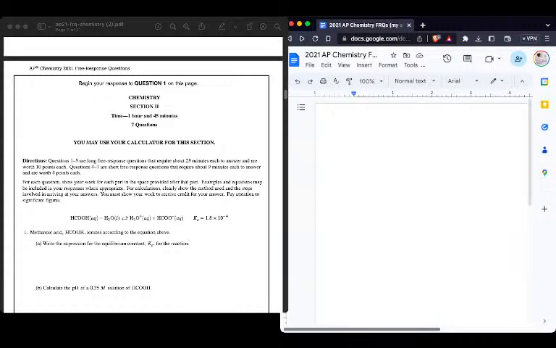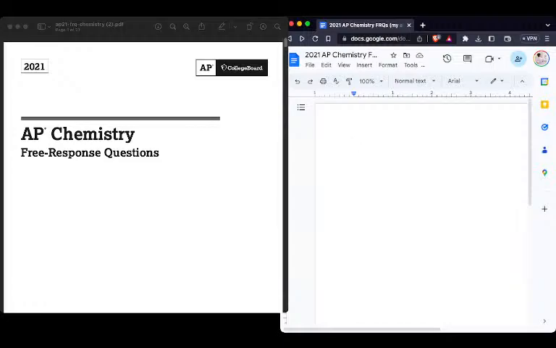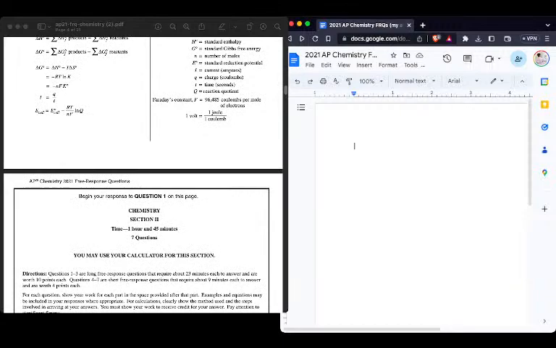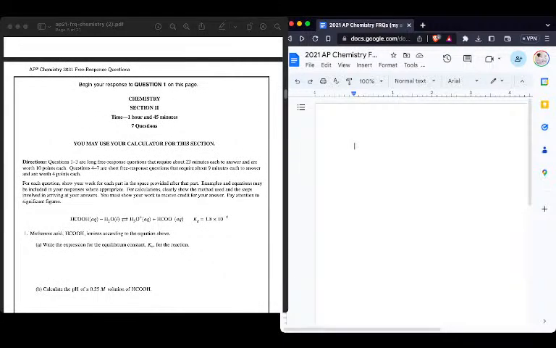On the left, I've got a copy of the 2021 AP free response questions. There is a link to that document, which is not illegal to have because the AP College Board posted it themselves. There's a link to that in the description below. I'll paste that here in the chat. There's your link.